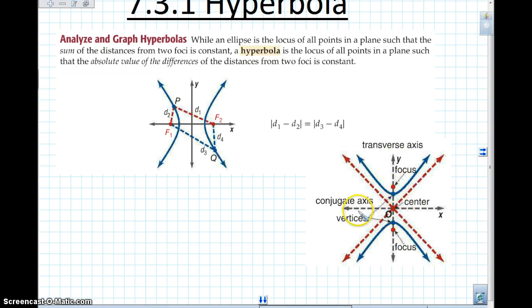Our conjugate axis does not cross through the foci or the vertex. It just goes through the center, and it still acts as a line of symmetry as well. Okay, you can remember transverse goes across all of the points because the word trans means across.